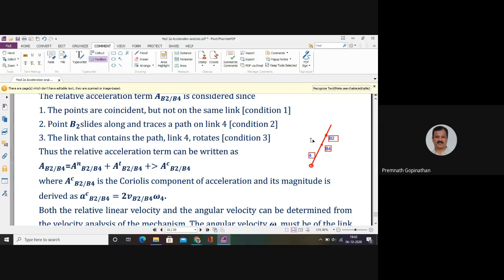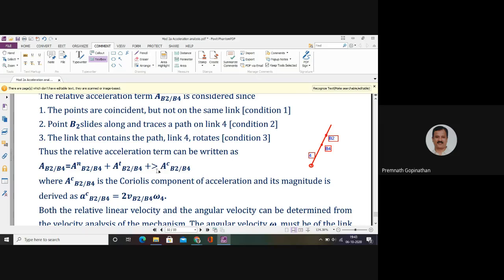So these are the only two components. Now, if I consider the relative motion between B2 and B4, there also these two components have to come in. That means the centripetal component and the tangential component have to come in, because there has been a relative motion between those two points.